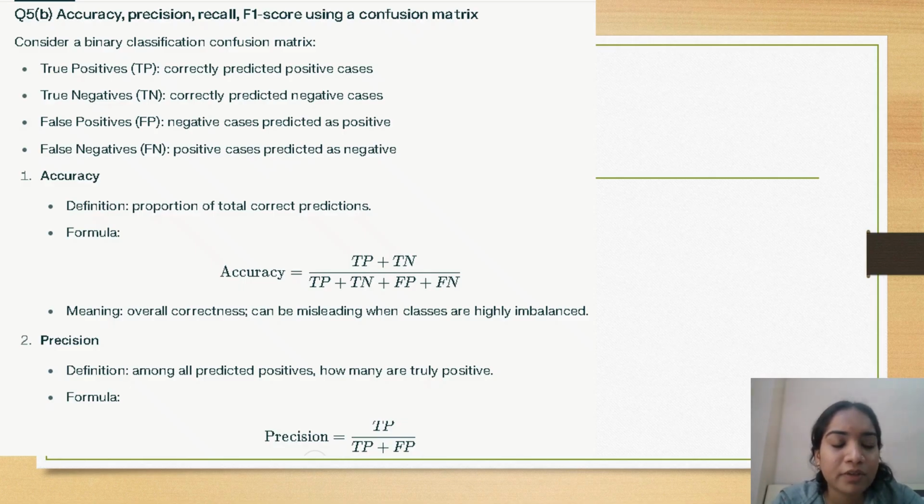And then the metric definitions, starting with accuracy. Accuracy is the overall correctness. So accuracy is TP plus TN divided by TP plus TN plus FP plus FN. This is the formula for accuracy. It means overall correctness, and that can be misleading when classes are highly imbalanced. Then precision. Precision is correct positive predictions, like among all predicted positives, how many are truly positive? The precision formula is TP divided by TP plus FP.